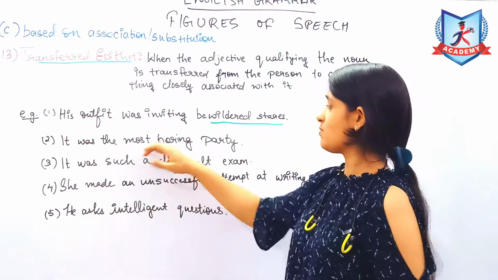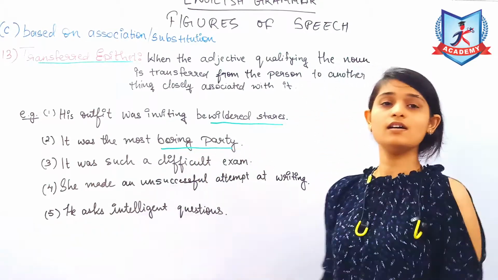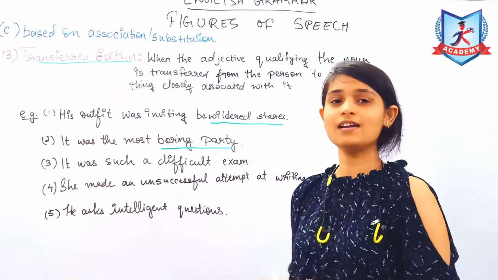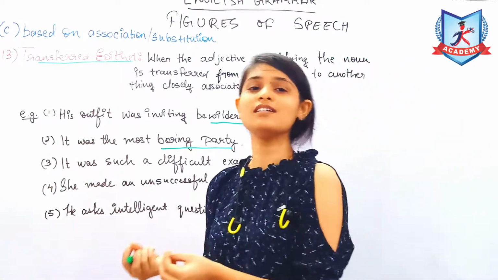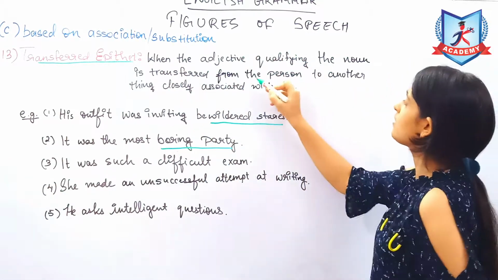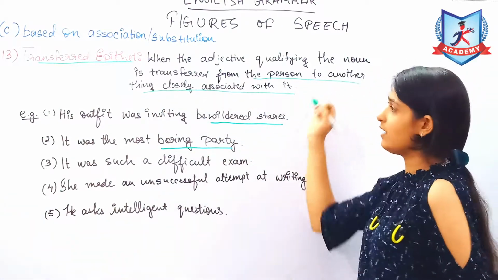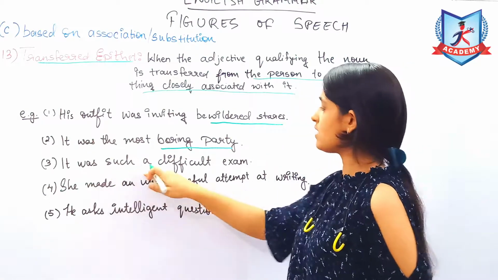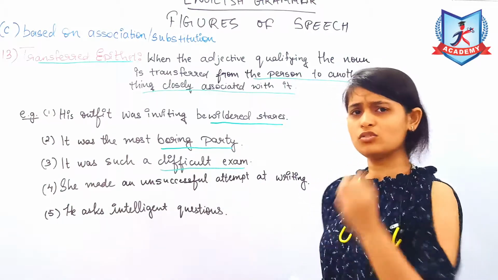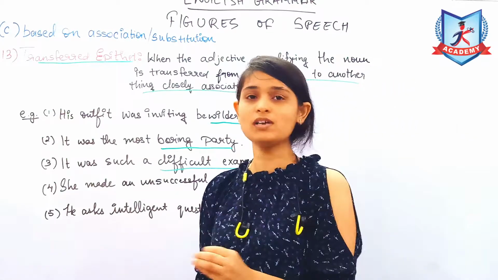Next one. It was the most boring party. Boring is the adjective and party is the noun. In this case the party is not boring, but the people were getting bored at the party. The adjective is transferred from the person to another thing closely associated with it. That is the definition. It was such a difficult exam. Difficult is the adjective, exam is the noun. The exam was not difficult. The person giving the exam felt that it was difficult.